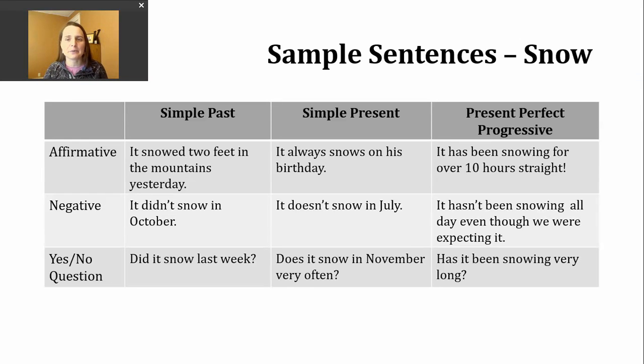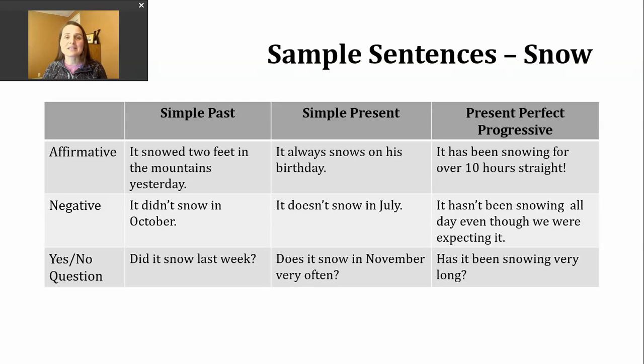Here's another example. It hasn't been snowing all day, even though we were expecting it. So perhaps somebody watched a weather report on their local news the night before, and so they had this expectation that snow would be ongoing through the course of the day, but it hasn't happened.